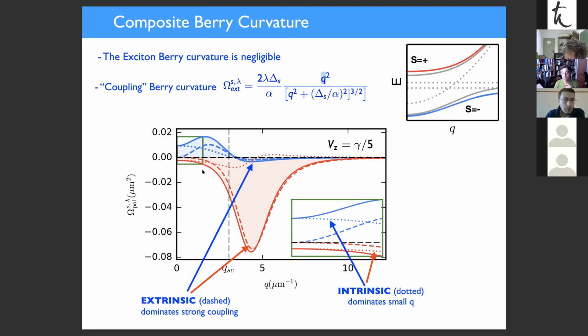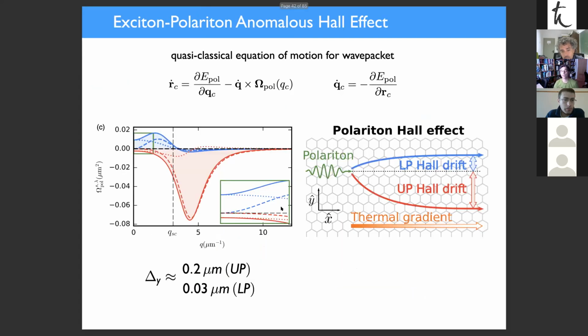And you can see the different contributions. Actually, for Q equals 0, the extrinsic Berry curvature that comes from coupling is negligible. This curve will go to 0, and we only get the intrinsic Berry curvature, but this is actually much smaller than the extrinsic one that dominates for the upper polariton. So now we can study the dynamics of the wave packet.